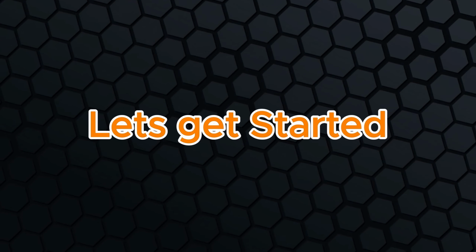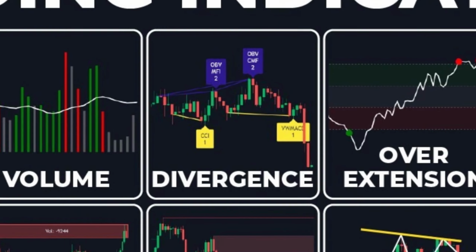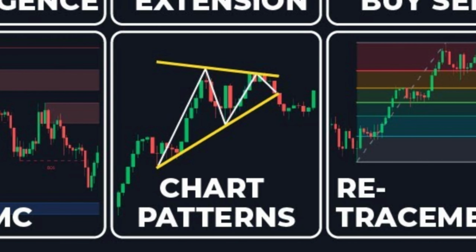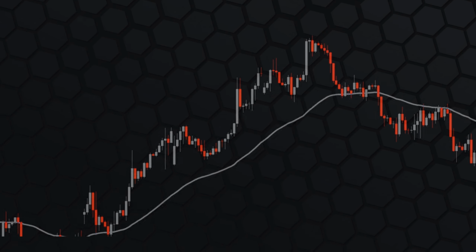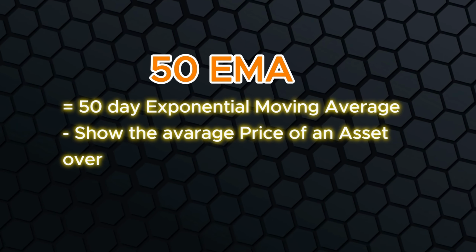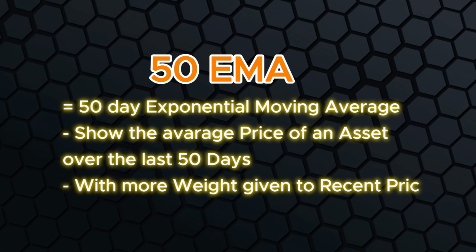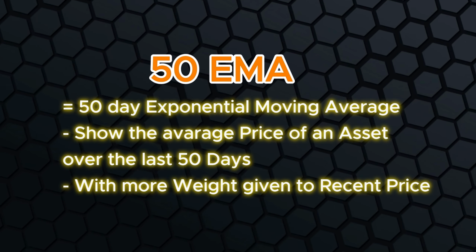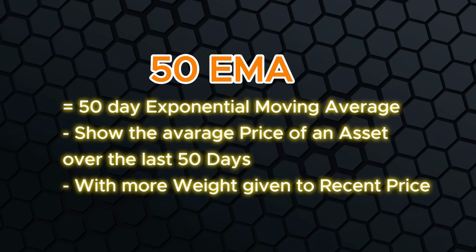So let's get started. The strategy is so simple. We only look at one indicator and we don't have to think about anything else. And that indicator is the 50 EMA. The 50 EMA is the 50-day exponential moving average. It is a line on a chart that shows an average price of an asset over the last 50 days, but with more weight given to recent prices.